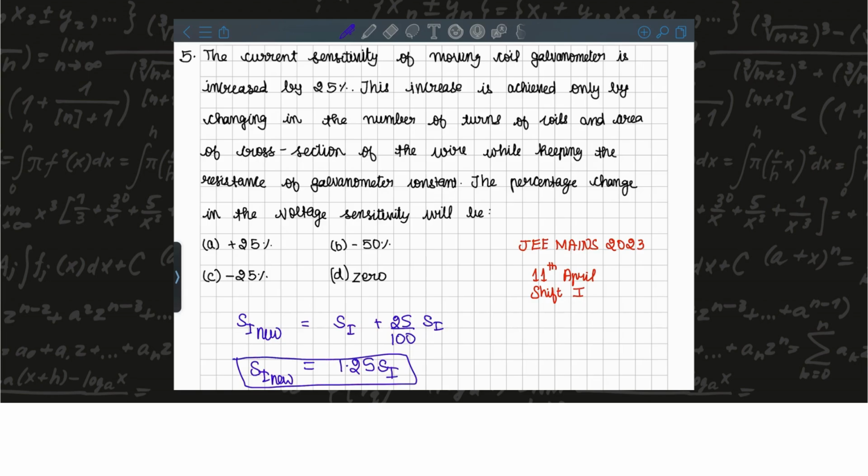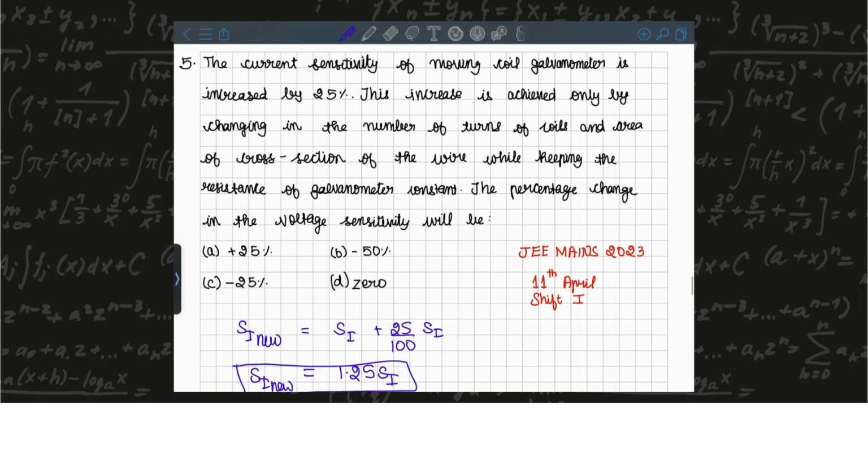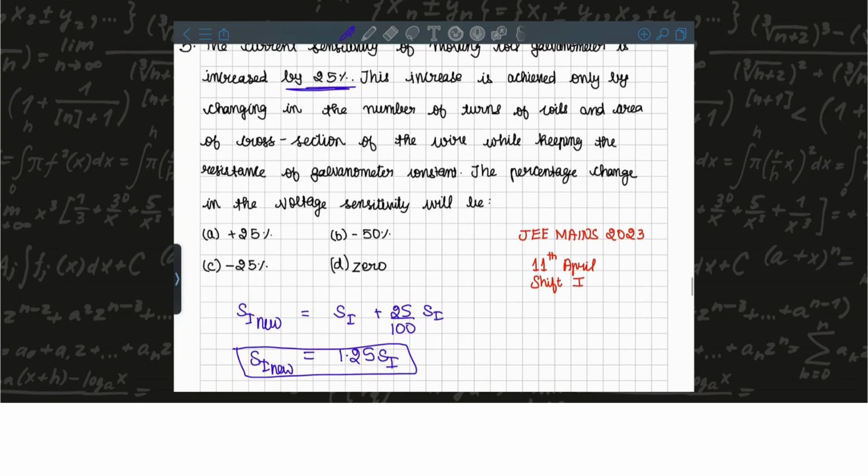Okay, so we have solved up to this line, right? The next line says this increase is achieved only by changing the number of turns of the coils and area of cross section of the wire while keeping the resistance of the galvanometer constant. So here we are achieving a change of 25% increase in the moving coil galvanometer by only changing the number of turns and area of cross section while keeping the resistance constant.